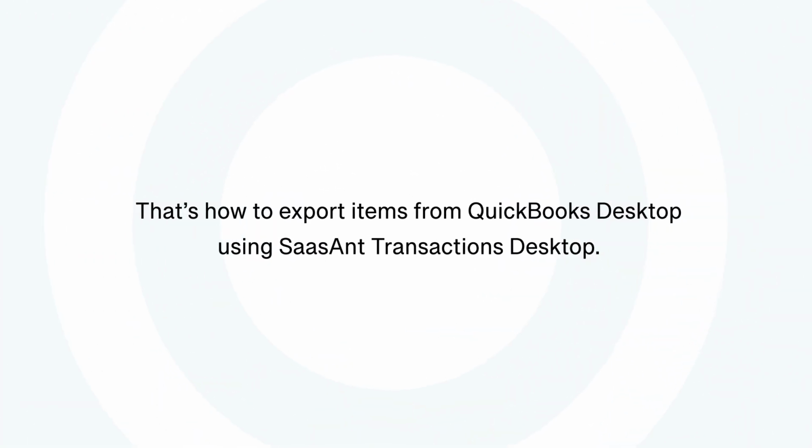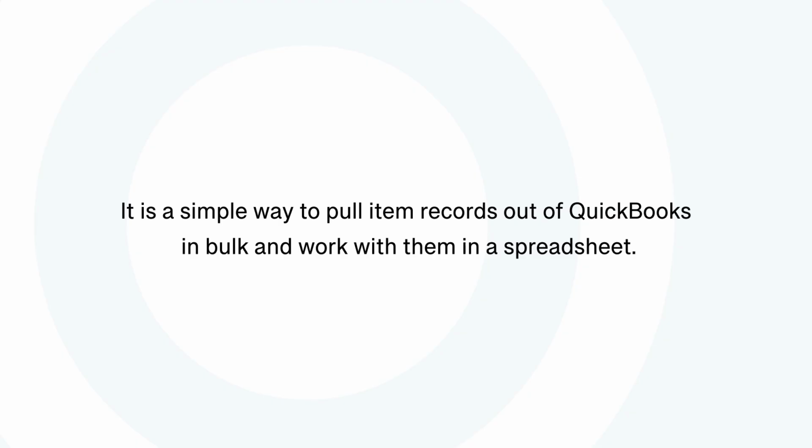That's how to export items from QuickBooks Desktop using SaasAnt Transactions Desktop. It is a simple way to pull items out of QuickBooks in bulk and work with them in a spreadsheet.